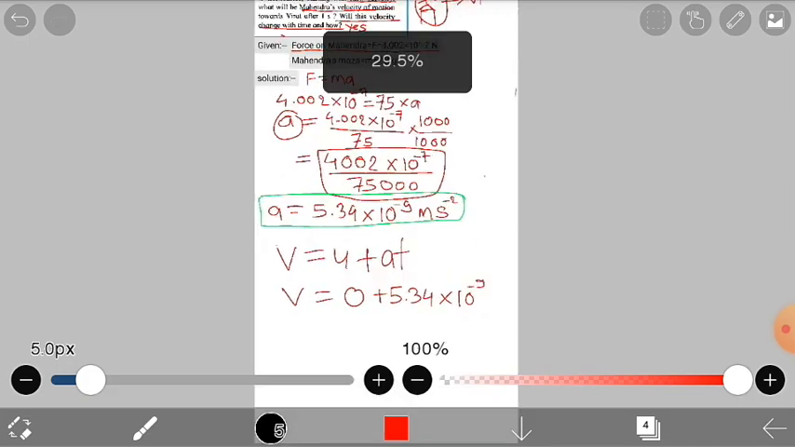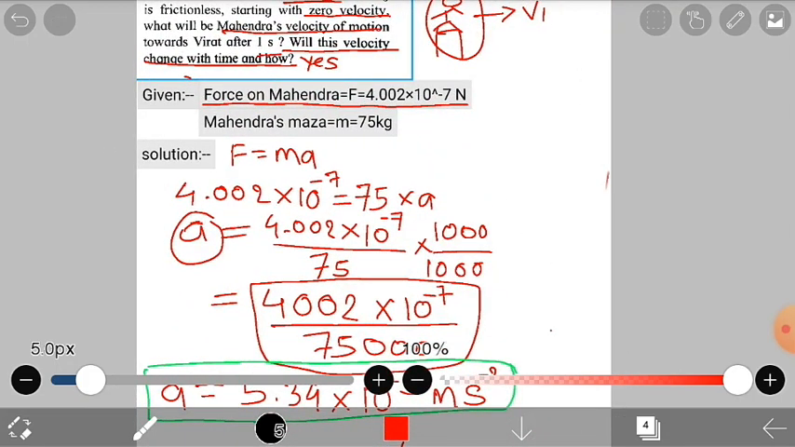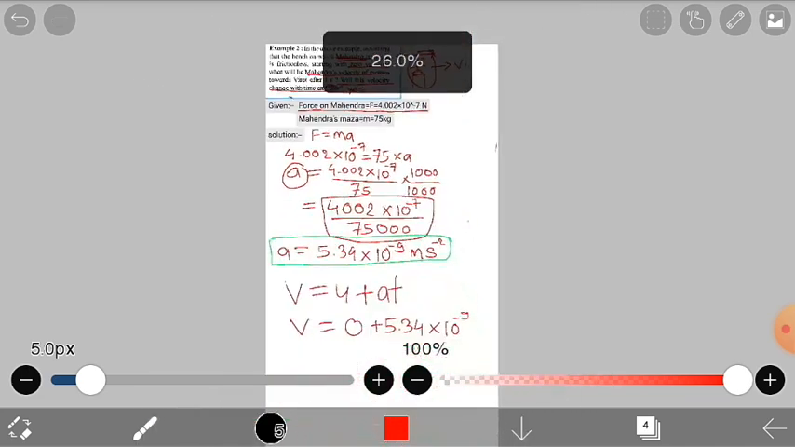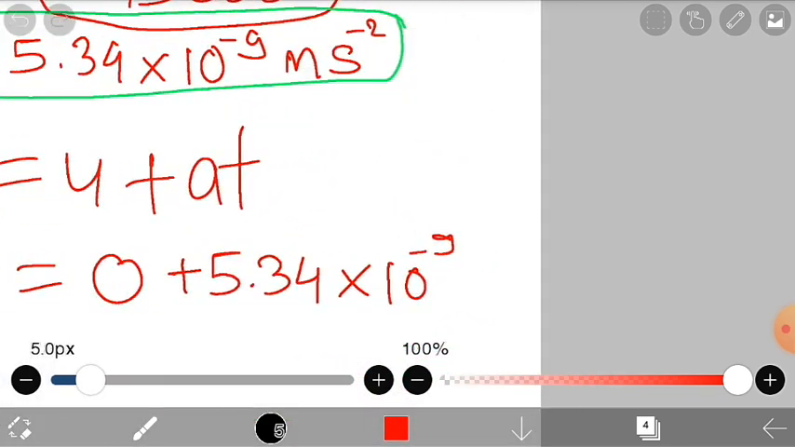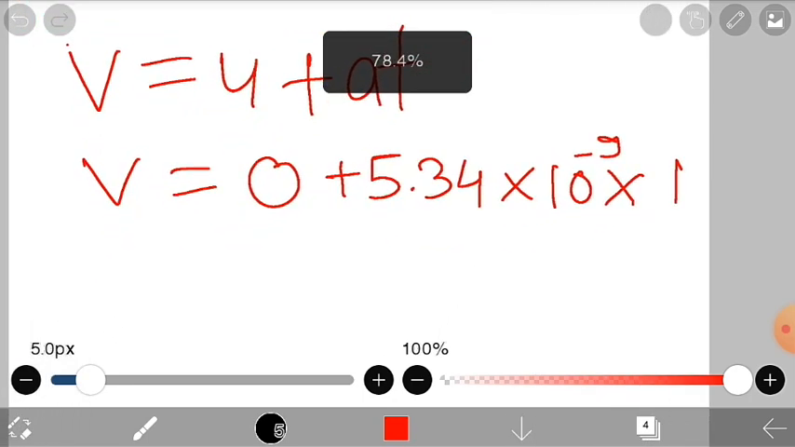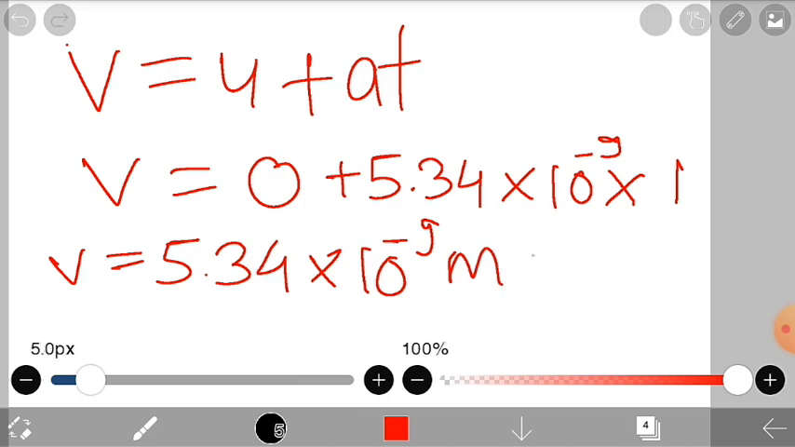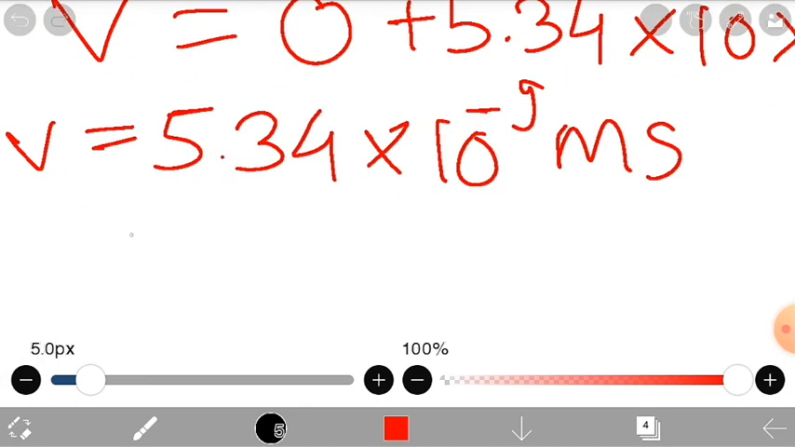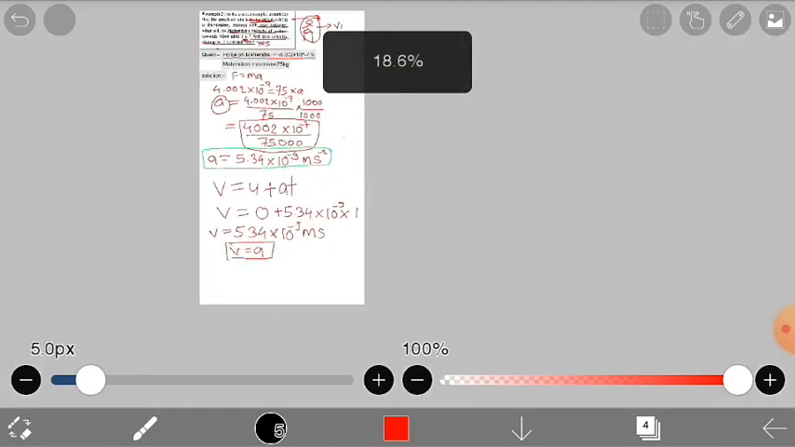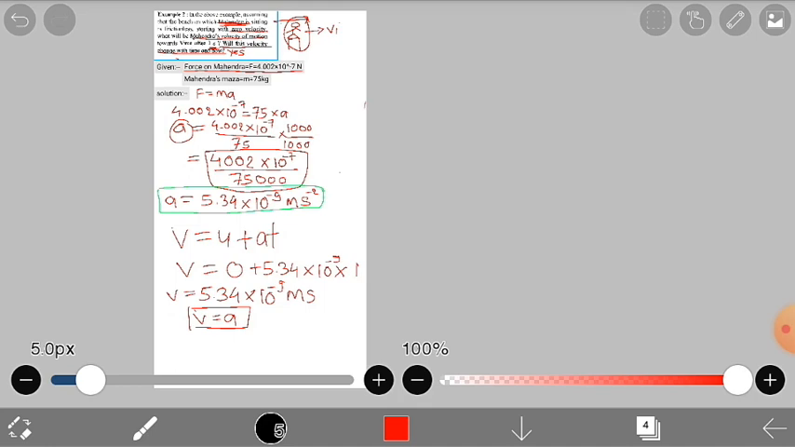In the question, the time was given as 1 second, because we have to calculate Mahendra's velocity after 1 second. Therefore we write into time 1 second. So the final velocity will be v equals 5.34 into 10 raised to minus 9 meter per second. Here velocity is equal to acceleration. So this is the solution of this question. Only velocity had to be calculated here. We will go towards the next question.